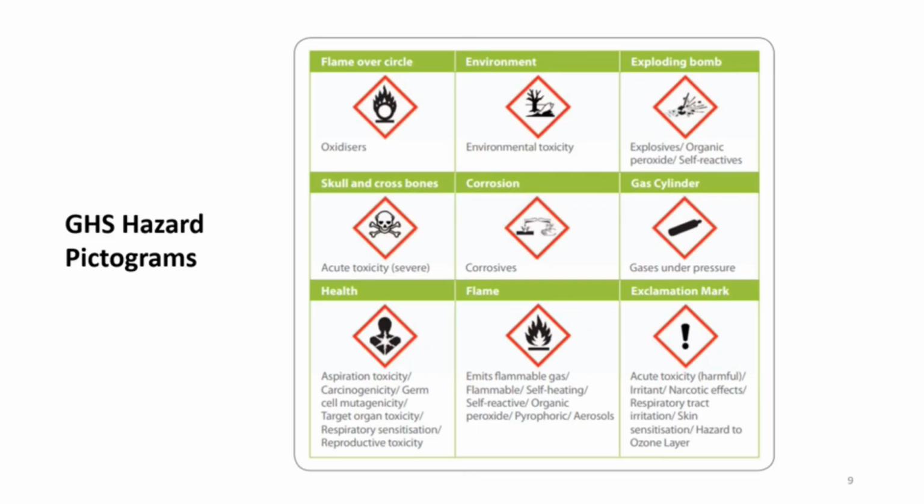A pictogram showing the human upper body represents toxicity to humans. A pictogram showing flame represents flammable substances. And lastly, the pictogram containing an exclamation mark represents harmful substances.